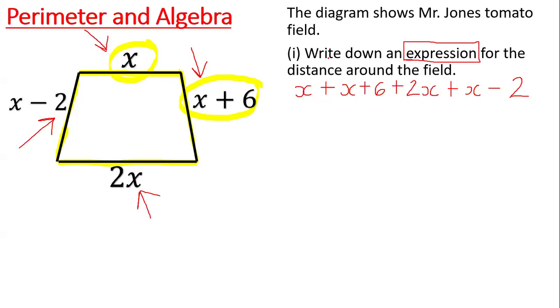And we know we have to add them. Why do we know that we have to add them? Because we're dealing with what? The perimeter. Because we're dealing with the perimeter.